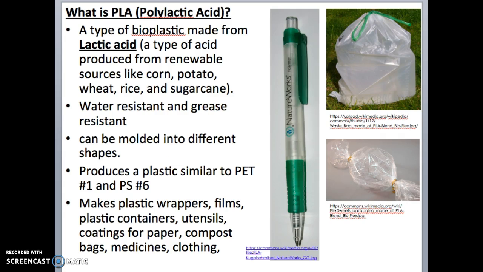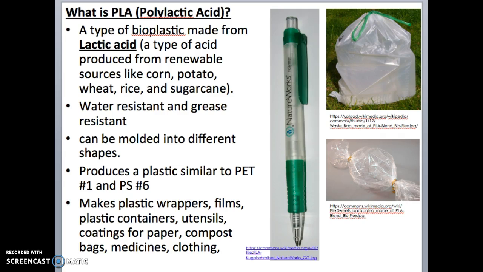One last type of bioplastic that I will talk about is PLA, or polylactic acid. This is one of the more common types of bioplastic you may have heard of. This type of bioplastic is made from lactic acid. And again, lactic acid is a type of acid that's produced from renewable sources like corn, potato, wheat, rice, and sugarcane.